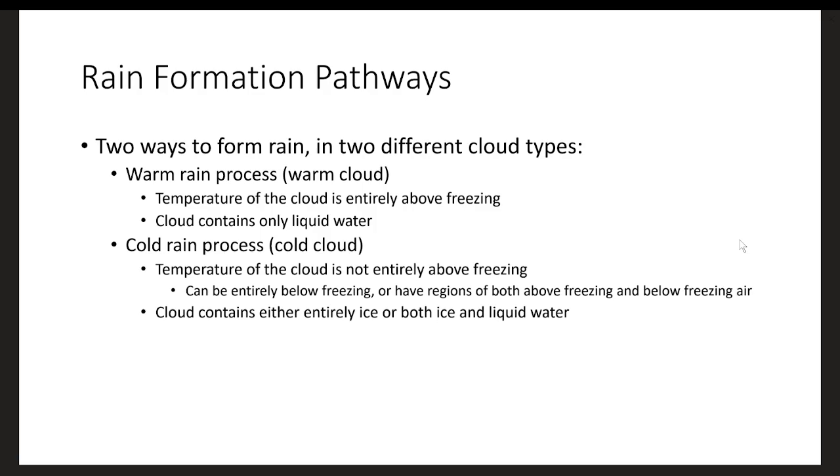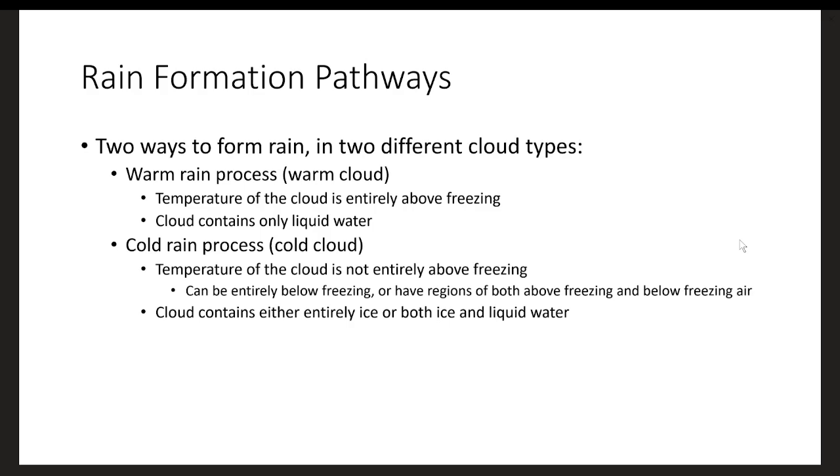The first one is the warm rain process. This is where the temperature of the cloud is entirely above freezing and it contains only liquid water. You're not going to find that here in Oklahoma. This happens out in the middle of the ocean, near those equatorial air masses, the ITCZ, rainforest. That's the warm rain process.